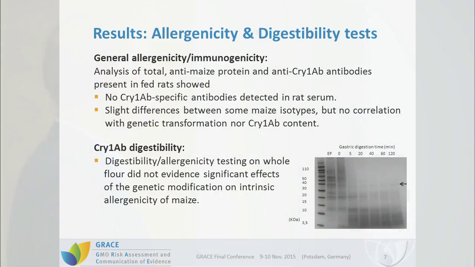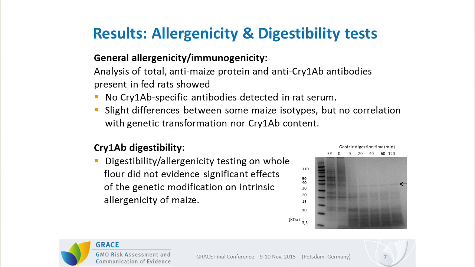Finally, the allergenicity and digestibility test showed that there is no Cry1Ab-specific antibody detected in any rat serum of our studies, but slight differences have been observed in maize between the isotypes, but no correlation with the genetic transformation, especially no Cry1Ab content.